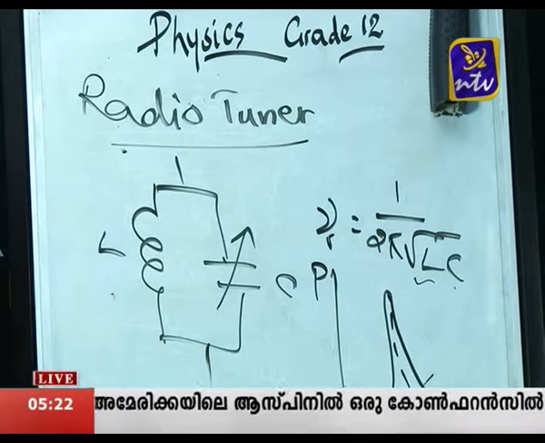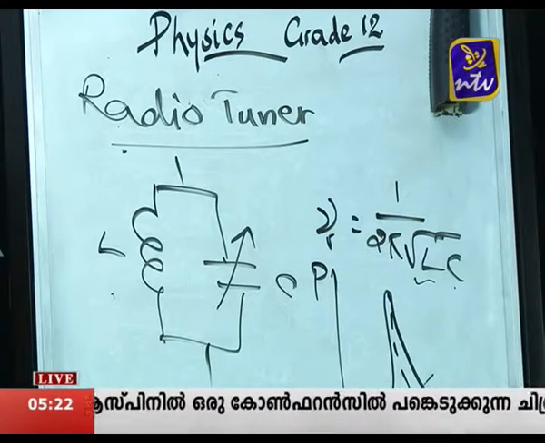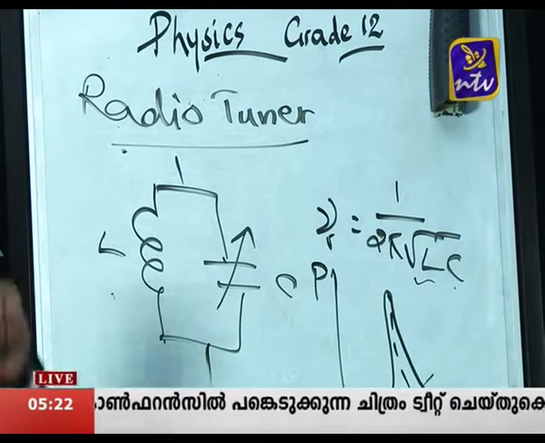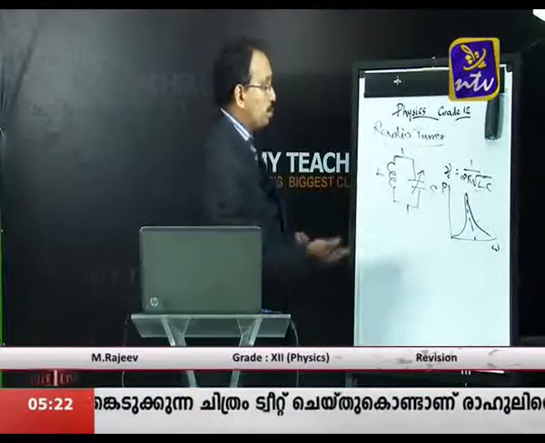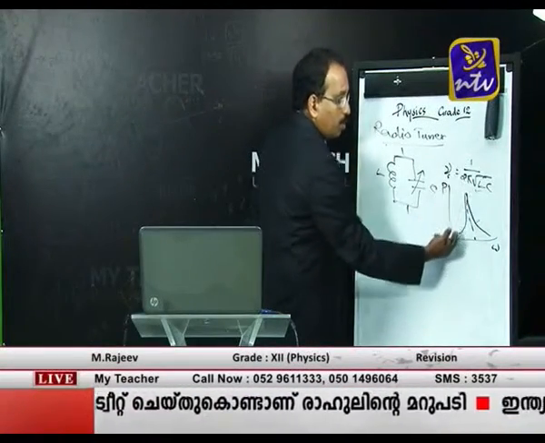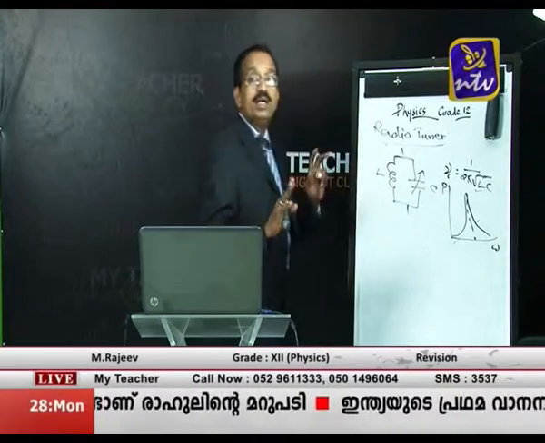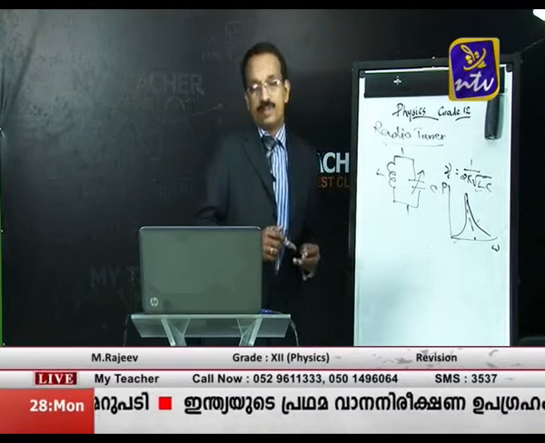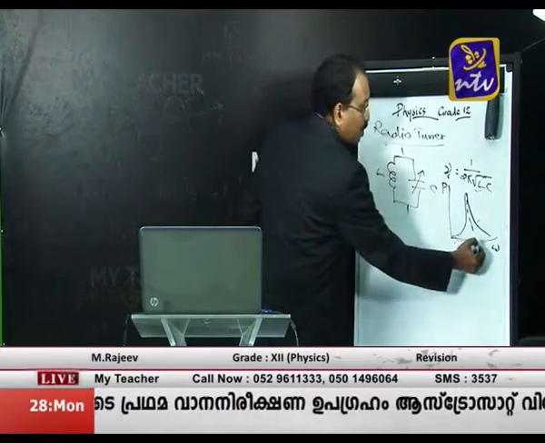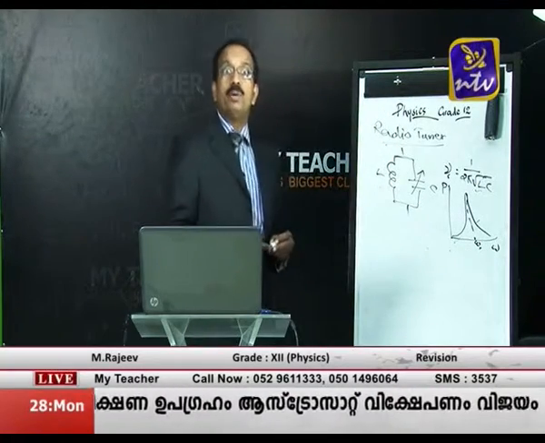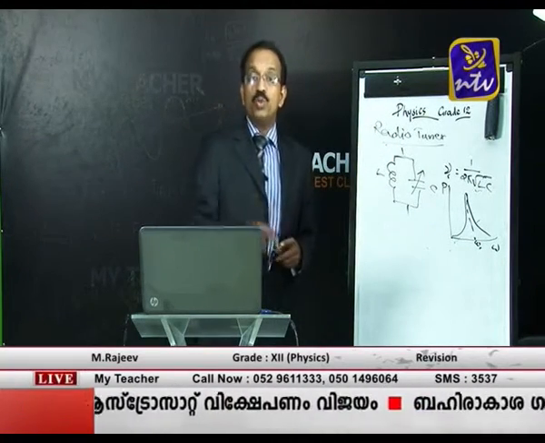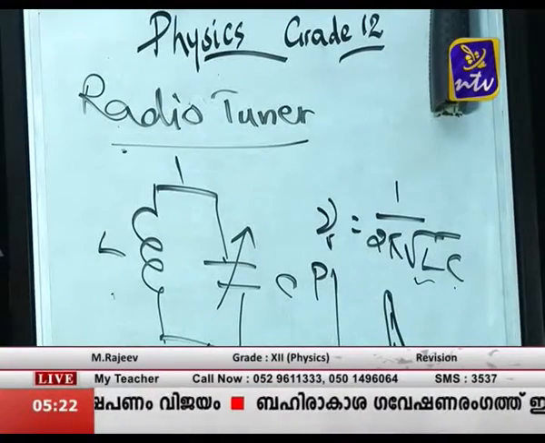Sharp resonance curve means the resonance occurs only at a specific frequency. So what does that mean? Only at that frequency the power reception is maximum. If the frequency deviates, lower or higher, in both cases the power reception is considerably reduced. So the power reception happens only at a particular frequency with the maximum power. So that frequency only is received.